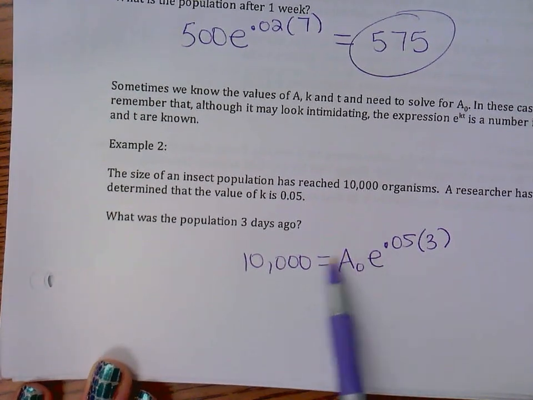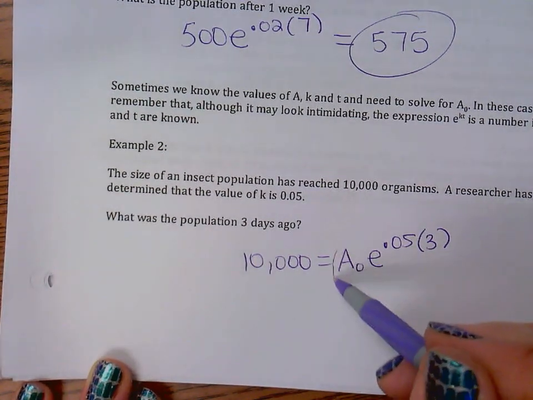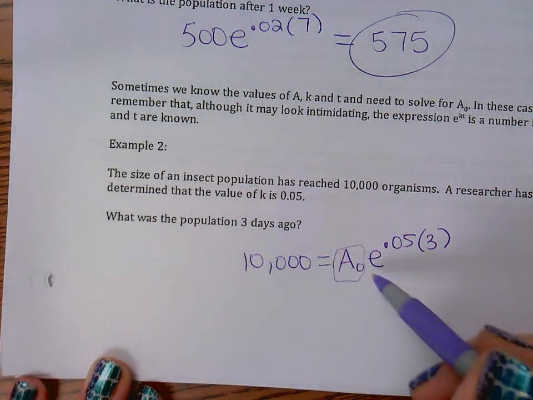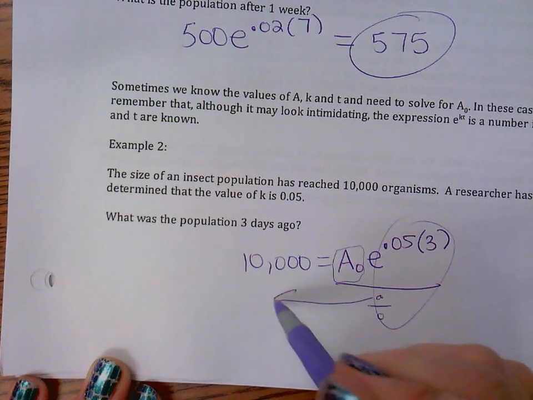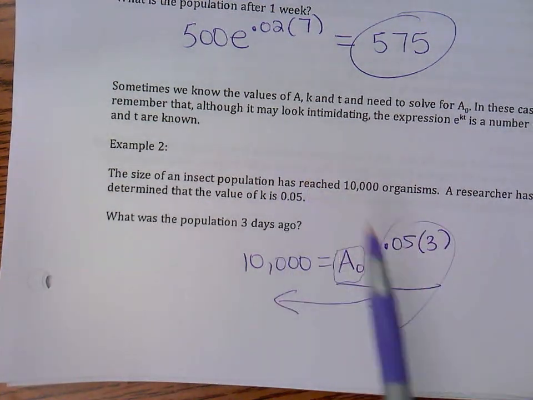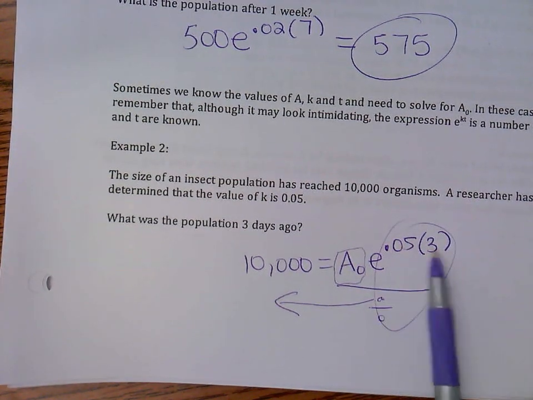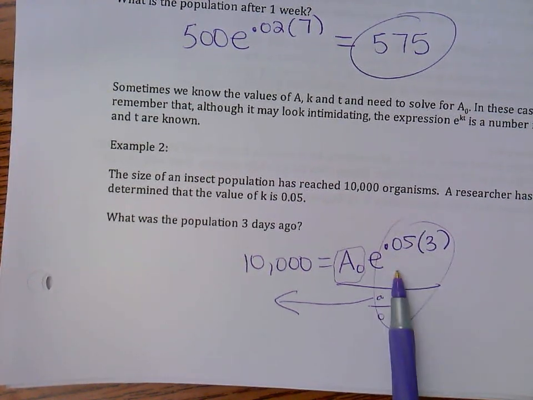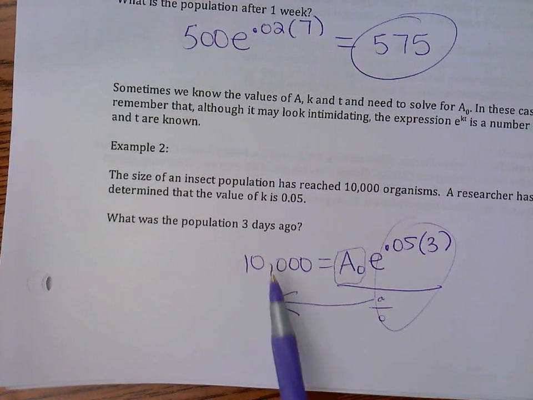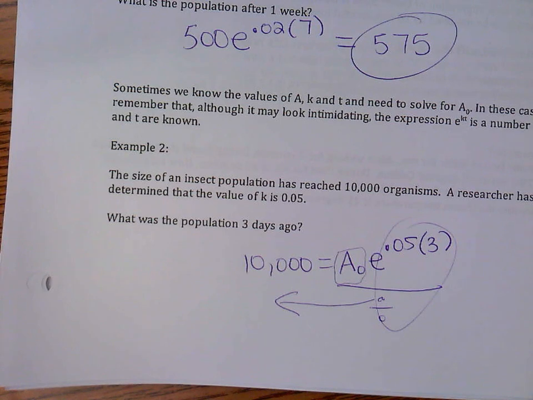So if we're trying to get A sub 0 by itself, we're going to divide both sides of the equation by this number. In the description, it said e to the k t is just a number. So you can calculate this number on your calculator and then divide it to the other side of the equation. Whatever you get, you take 10,000 and divide by that number. So do e to the 0.05 times 3 and then do 10,000 divided by your answer.